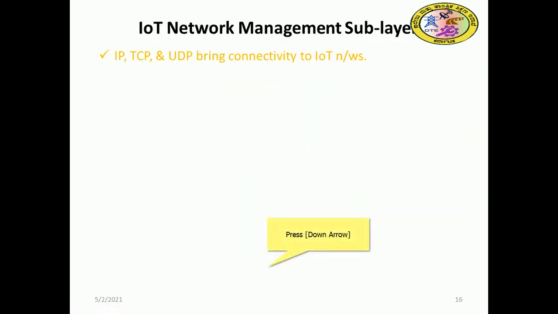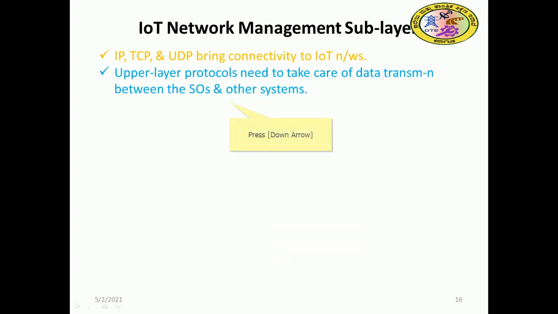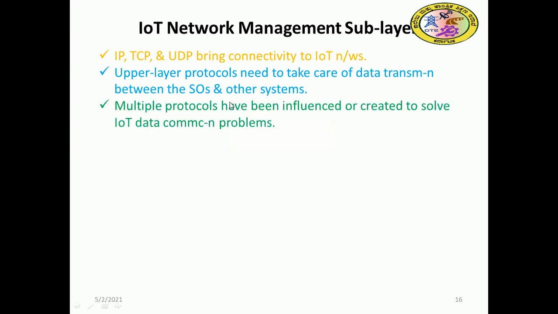So the IoT network management sublayer is going to be, so this transport protocol, TCP, UDP, bring connectivity to the IoT network. So top layer protocols need care for data transmission between the smart objects and other systems, that is a gateway. So multiple protocols have been heaped here to solve the IoT data communication problem.